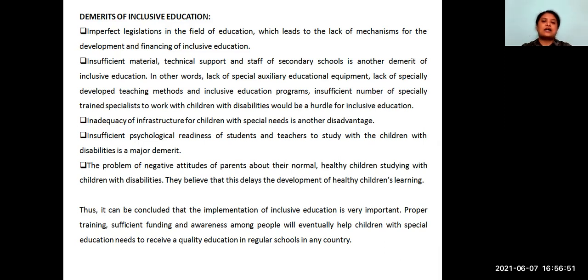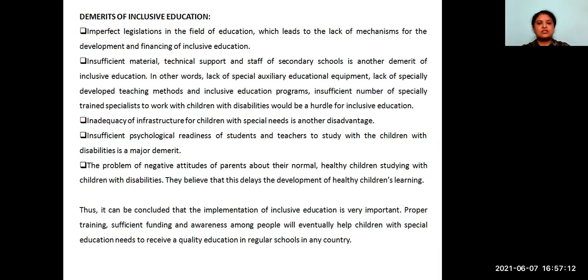In other words, lack of special auxiliary educational equipment, lack of specially developed teaching methods and inclusive education programs, insufficient number of specially trained specialists to work with children with disabilities would be a hurdle. Inadequacy of infrastructure for children with special needs is another disadvantage.